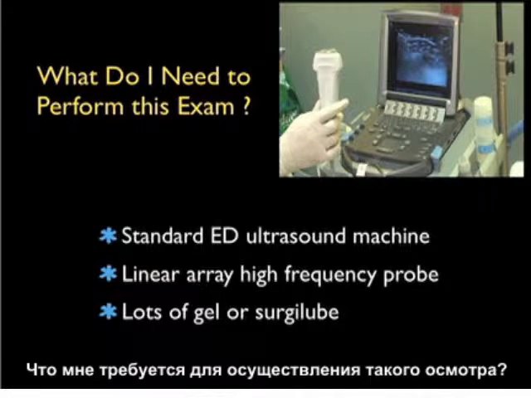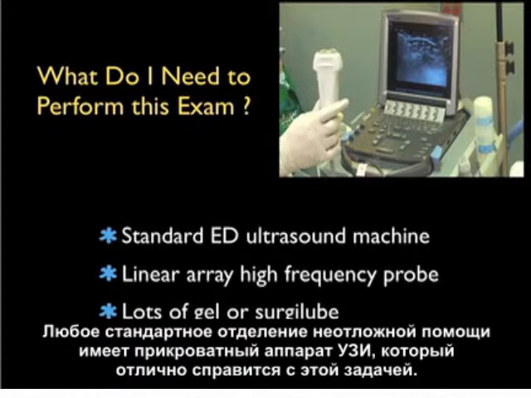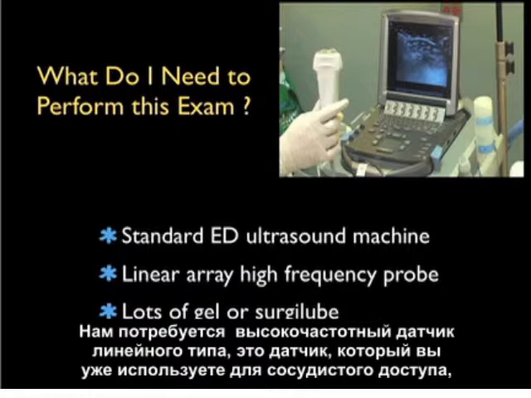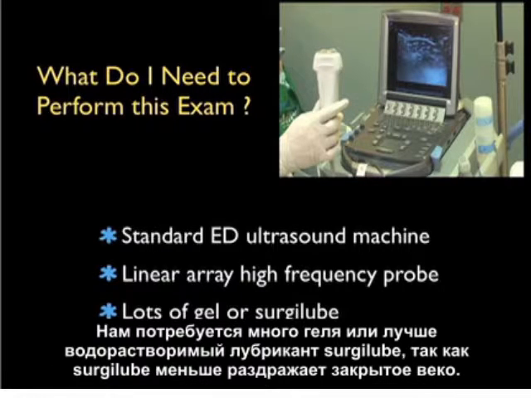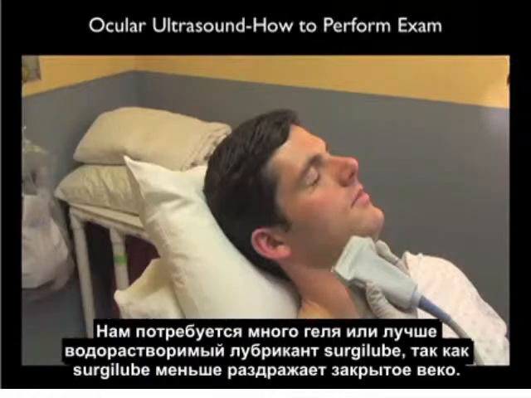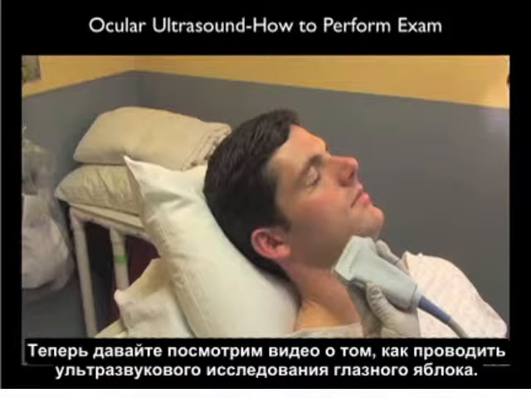So what do I need to perform this examination? Well, any standard emergency department bedside ultrasound machine will do well for this exam. We'll need to have the high-frequency linear array type probe. That's the probe that you're already using for vascular access, which we'll be using for ocular ultrasound. We'll need lots of gel or preferably Surgilube, as Surgilube is less irritating to the closed eyelid. Now let's watch a video on how to perform the ocular ultrasound examination.